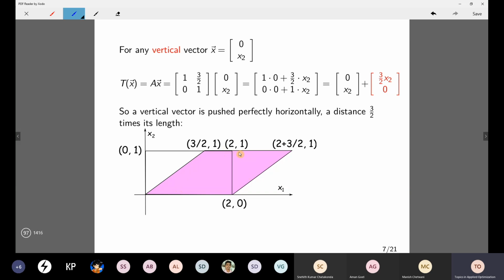So take the vector, let us say, 2, 1 here. After the multiplication, this is moved here. I mean the 0, 1 vector, this moved here. But all the vectors on the horizontal line remain fixed. And as you move across, there is a shearing happening. The moment you have the x2 component, those are being moved like this. So this is the shearing happening here.